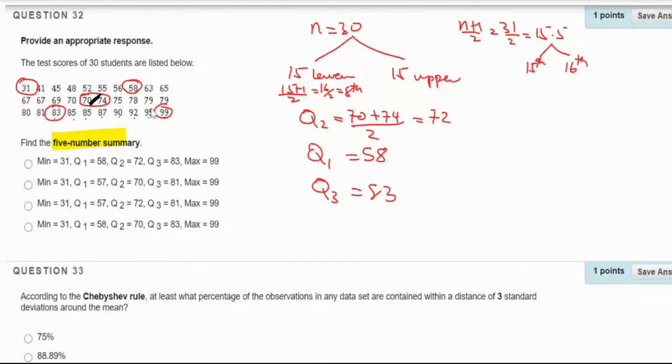So what will be the correct one? Looks like this one, right? Are you with me with this? We good? All right.